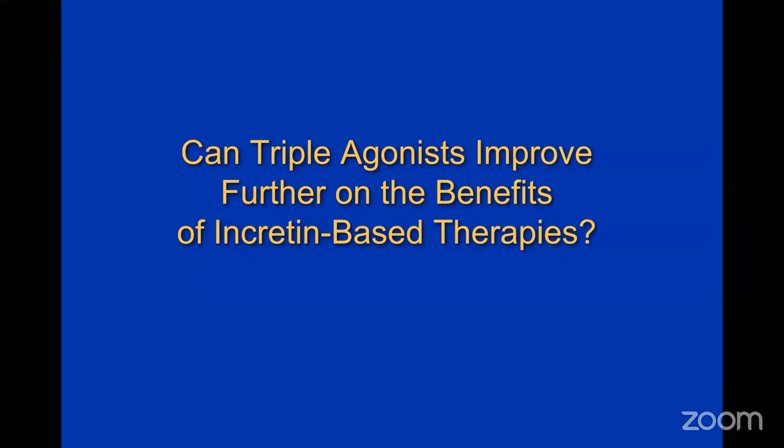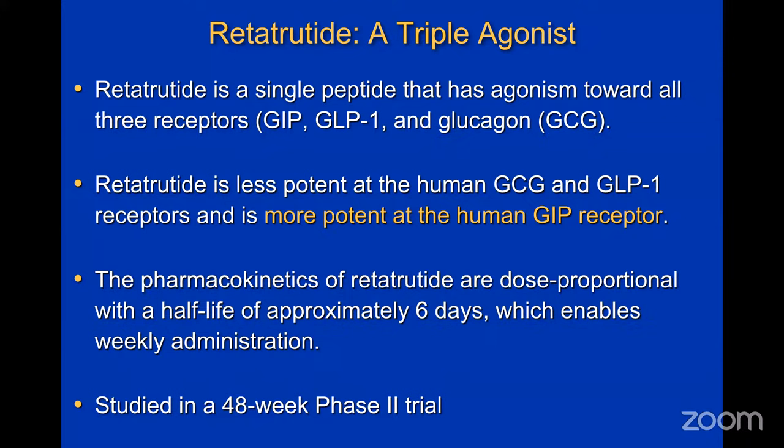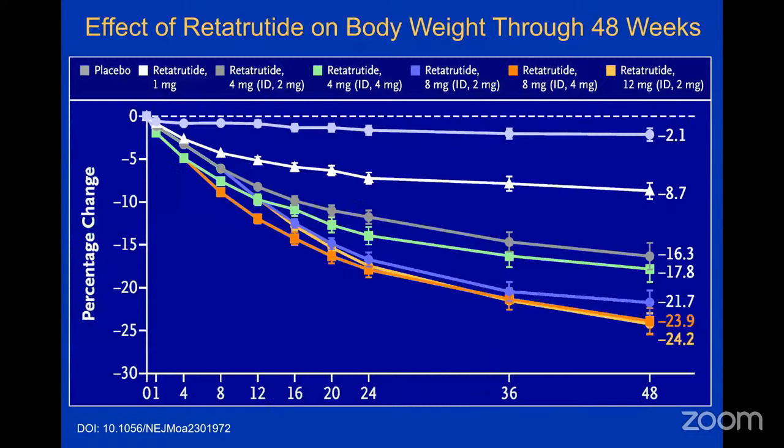And so what about triple agonists? What if you agonize all three receptors? And for those of you who read the New England Journal, you know that retatrutide has now been studied. It's heading toward approval. It's going to be on the market in the next year or two. It's a GIP, GLP, and glucagon agonist. It's most potent at GIP. It's a 6-day half-life. And it was studied in a 48-week, almost a year, phase 2 trial.